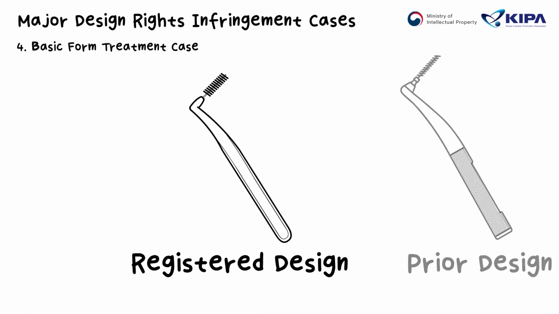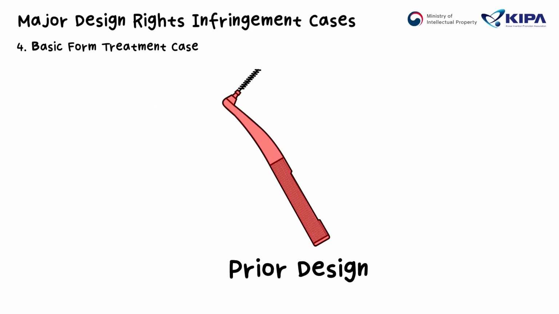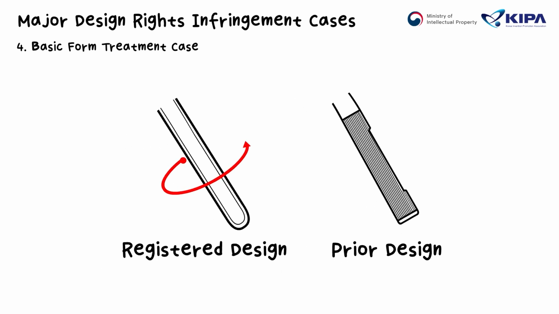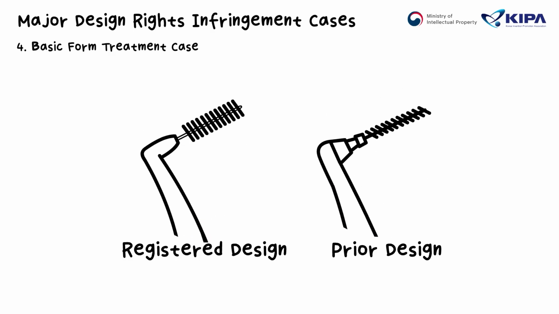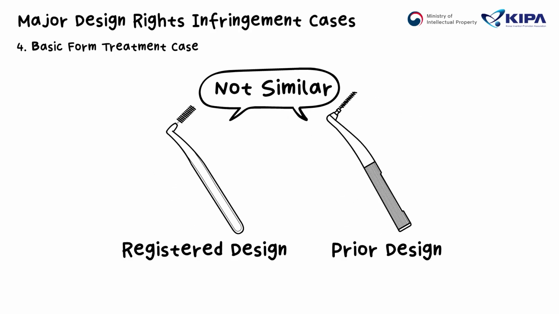1. The registered design has a body portion, excluding the wire part, that is formed as a single piece, whereas in the prior design, the body is divided into multiple sections. 2. The handle of the registered design is rounded, while that of the prior design includes a flat area for gripping. 3. The wire of the registered design is also set at a more upright angle compared to the prior design. These clear differences led the tribunal to conclude that the two designs are not similar.